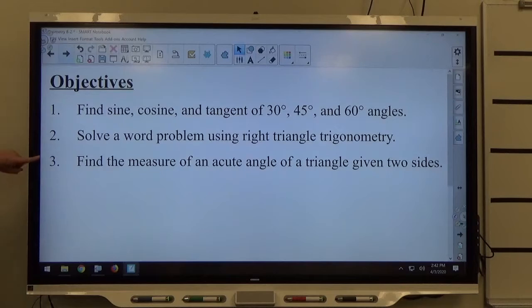And then we're going to be finding the measures of acute angles in a triangle given some sides. So if we know angle measures and a side measure, we can find other side measures. If we know a couple side measures, we can find angle measures. That's basically the main use of right triangle trigonometry, is to find missing sides and or angles in right triangles.